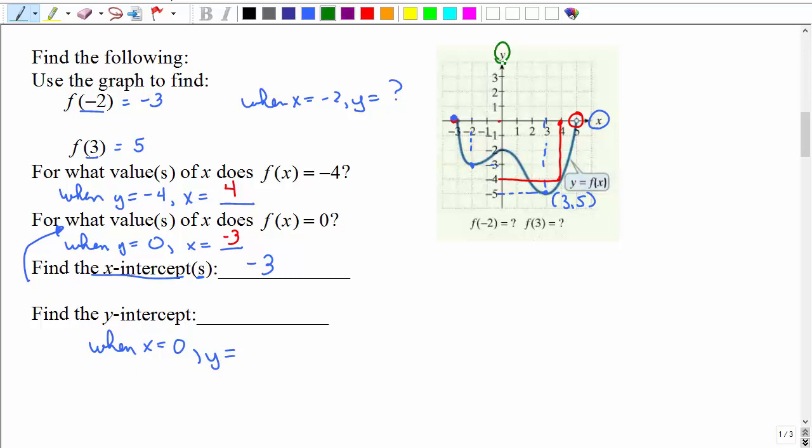So x is equal to 0 along the y-axis, and that value is negative 2. Some teachers really like you to write these intercepts as ordered pairs to emphasize that when x is negative 3, y is 0, and when x is 0, y is negative 2. Just write those intercepts how you are instructed by your professor.